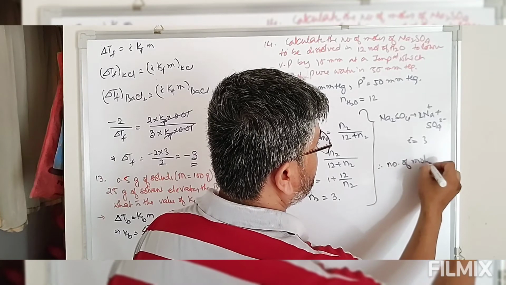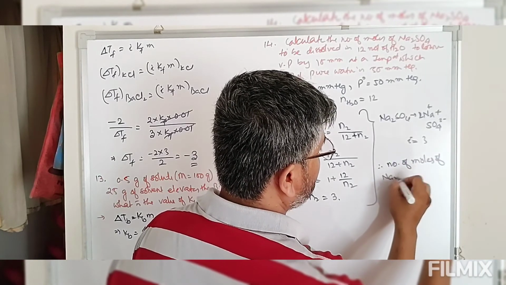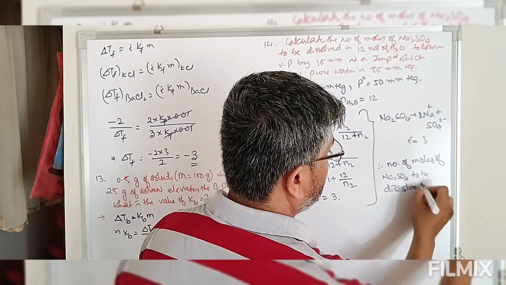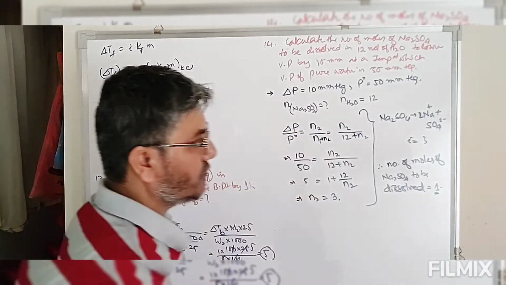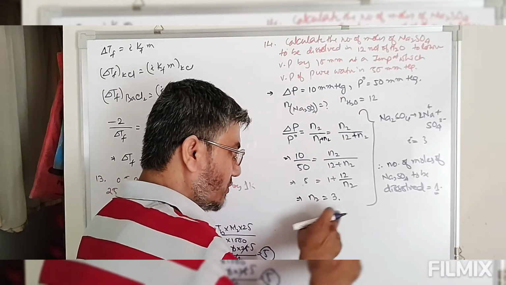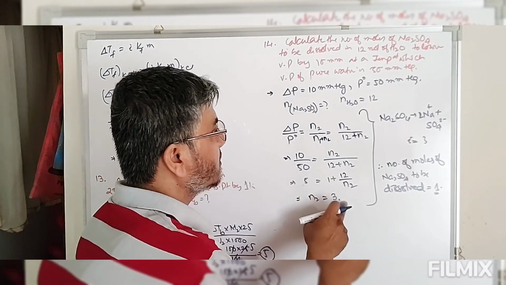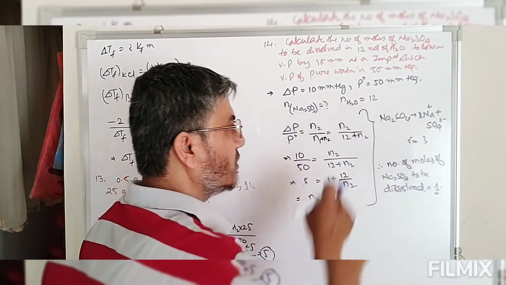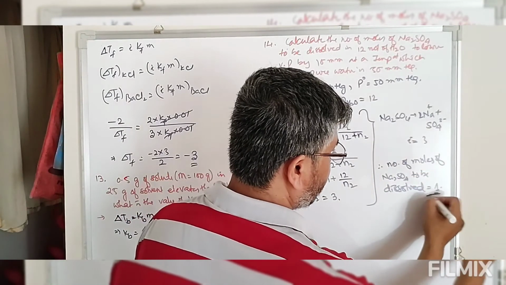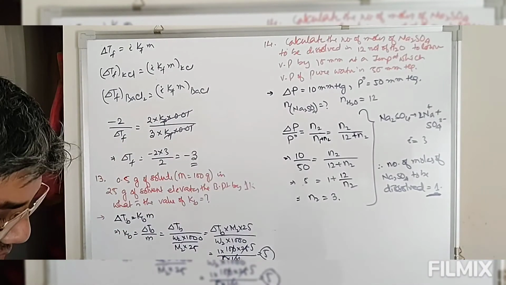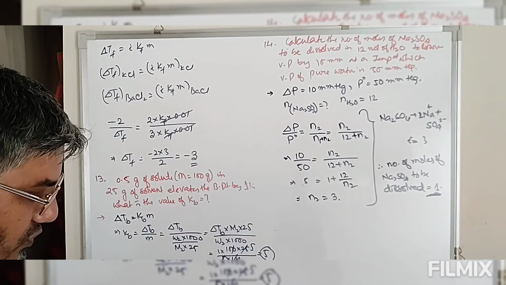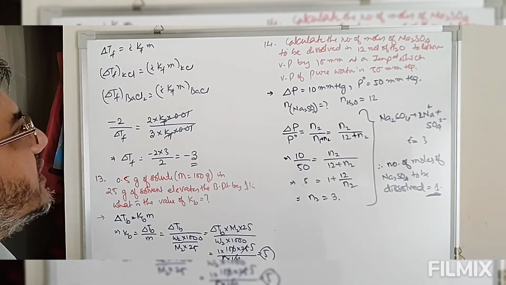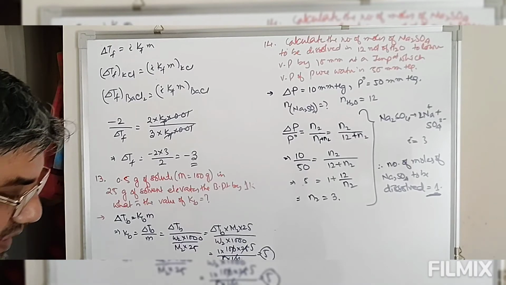the number of moles of sodium sulfate to be dissolved is 1. The actual number of particles present in the solution is 3, and the I factor is 3, so 1 mole will give you 3 moles. So the number of moles of sodium sulfate to be dissolved is 1 mole. So 1 mole of sodium sulfate when dissolved in 12 moles of water will lower the vapor pressure by 10 millimeter of mercury.